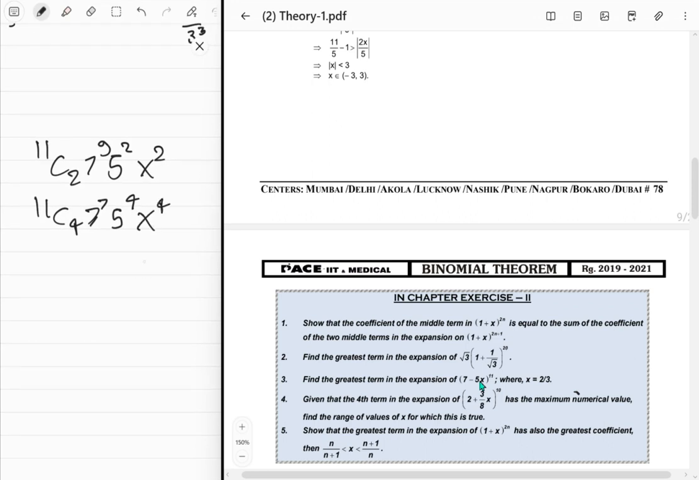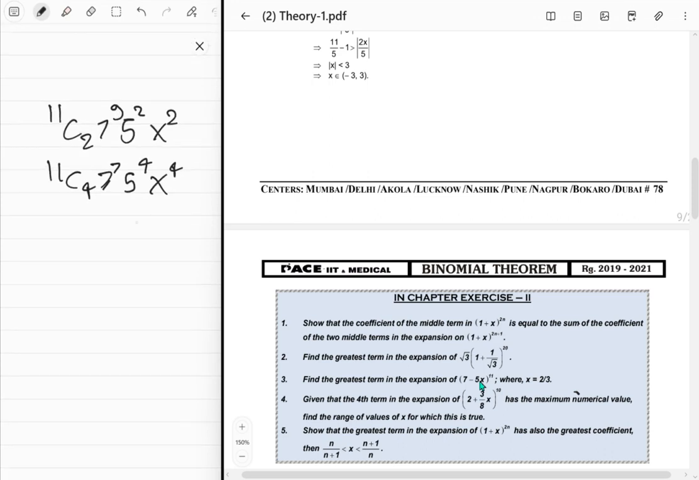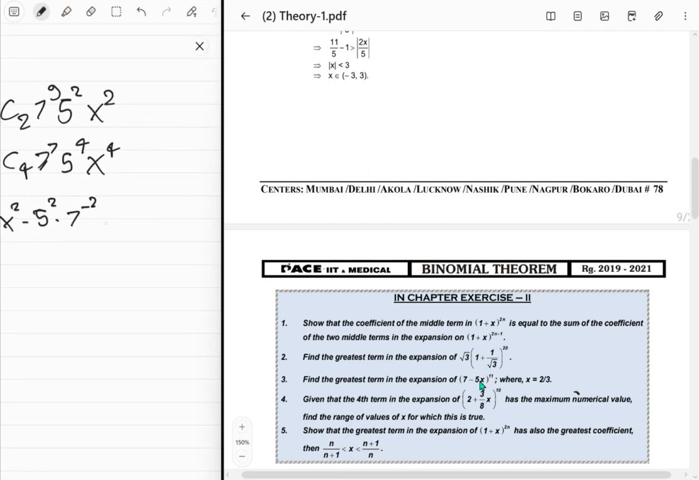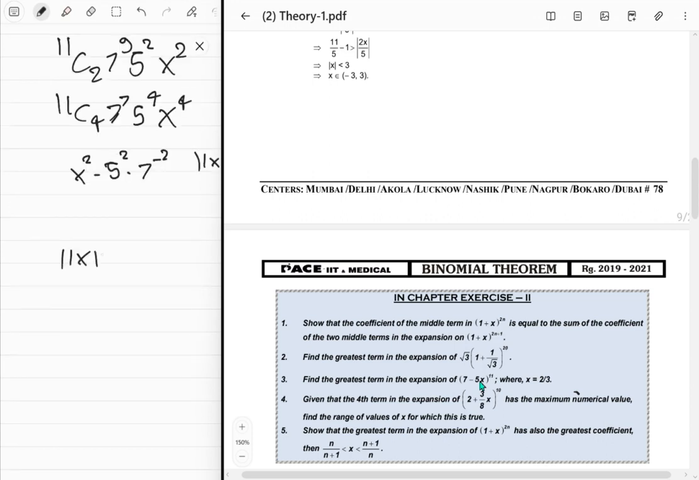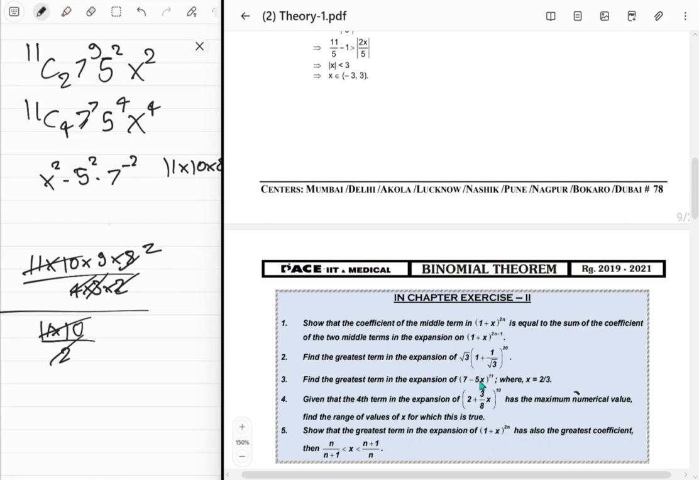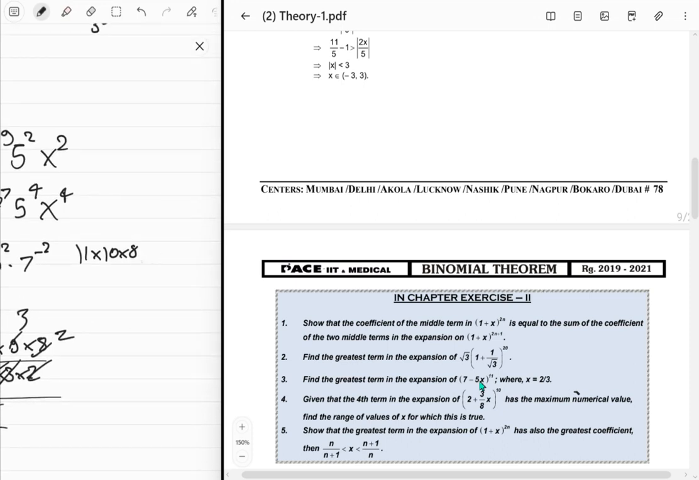The best way to compare is just to take a ratio. So we'll take 4 to 2 and see if it's bigger than 1. I guess it might be. So like x squared, 5 squared, 7 power negative 2. And you got 11c4 upon 11c2. What's 11c4? 11 into 10 into 9 into 8, that upon 4 into 3 into 2. And that divided by 11c2 is just 11 into 10 upon 2 simply. So this cancels, you get this thing. So like that's 2, that is 3, so it's just 6, right? So this times 6, that should do it.